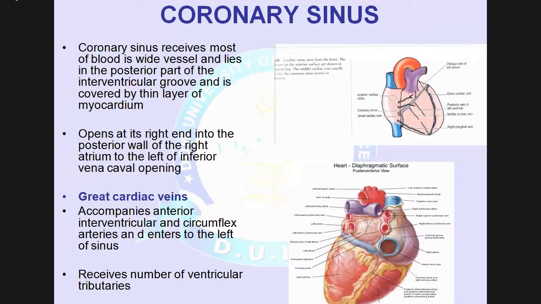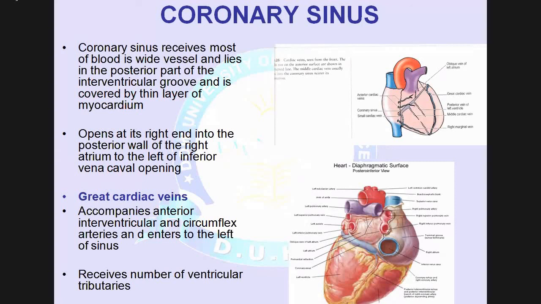So the coronary sinus would receive most of the blood through the wide vessels, lying in the posterior part of the interventricular groove, and it's covered by a thin layer of the myocardium. The coronary sinus also opens at the right end of the posterior wall of the right atrium, which I had mentioned.